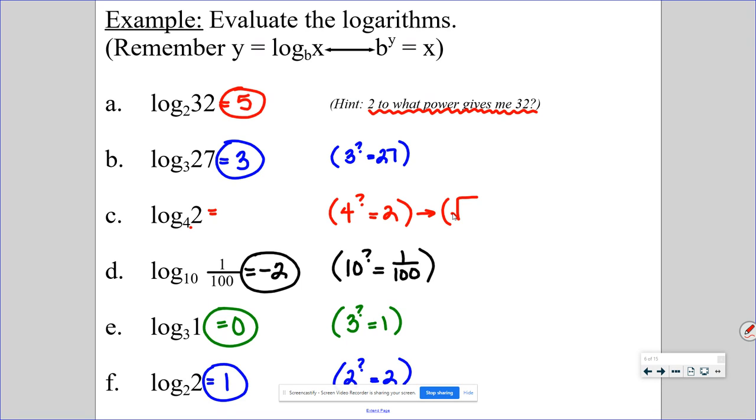Well, think about square rooting. Wouldn't the square root of 4 be equal to 2? And didn't we learn that square roots can be written as powers, fractional exponents? So 4 to the 1/2 power means the square root of 4, and that is equal to 2. So that means that this answer would be equal to 1/2, because that's the exponent that would make this statement true.